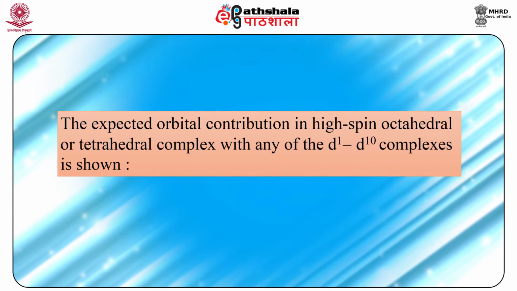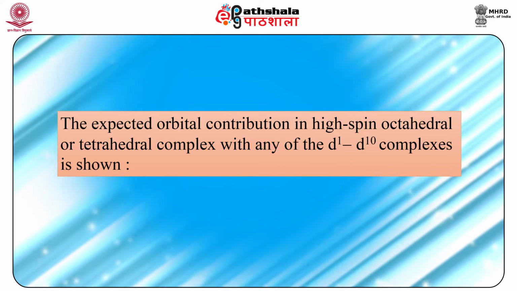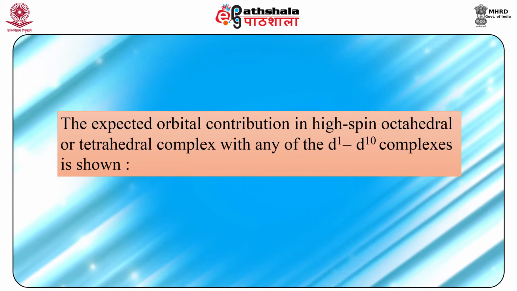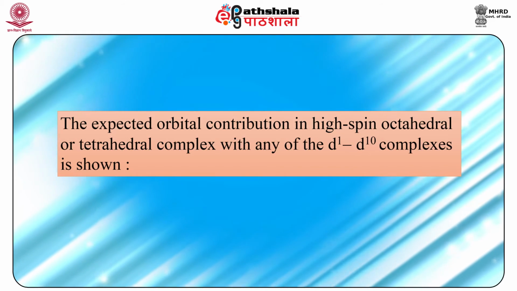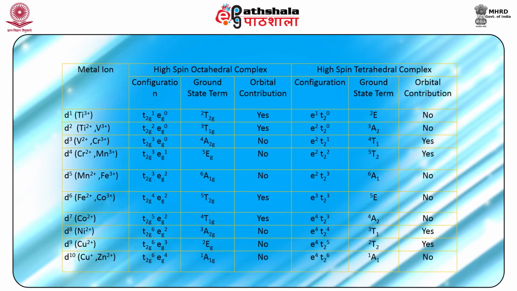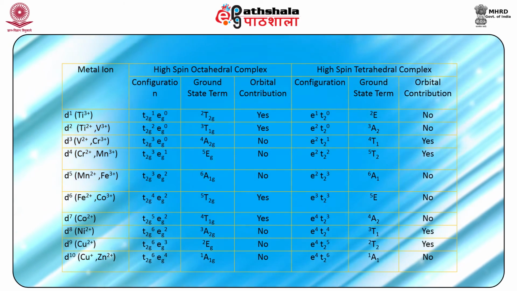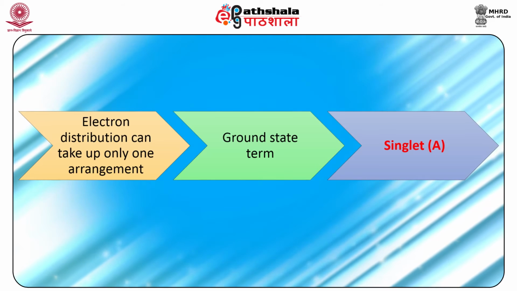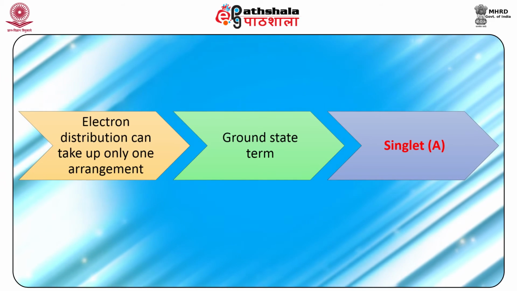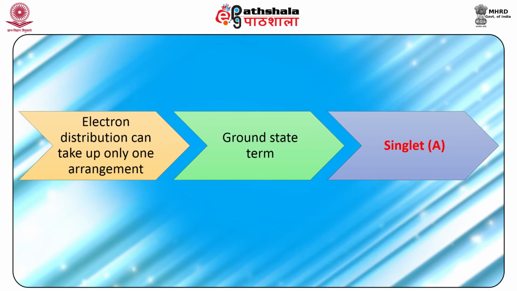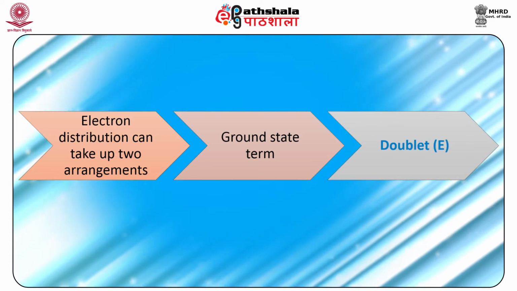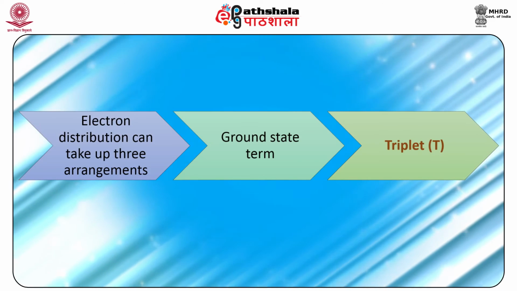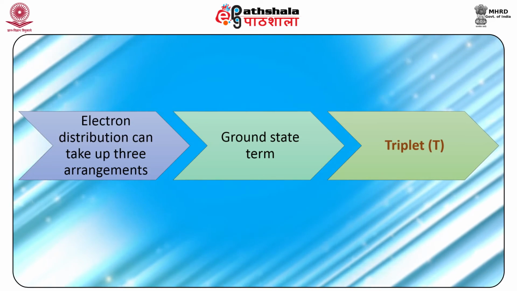The expected orbital contribution in high spin octahedral or tetrahedral complexes with any of the d1 to d10 configurations is shown here in table number 4. This table also lists the ground state terms corresponding to the dn configurations. When an electron distribution can take up only one arrangement, the corresponding ground state term is singlet A. When two arrangements are possible, the ground state term is doublet, that is E. For three arrangements, the ground state term is triplet T.